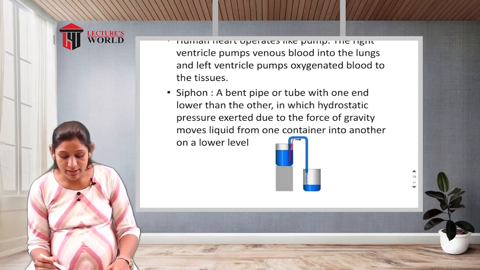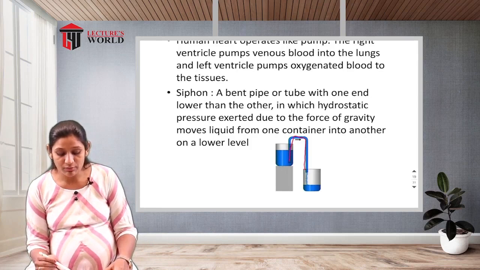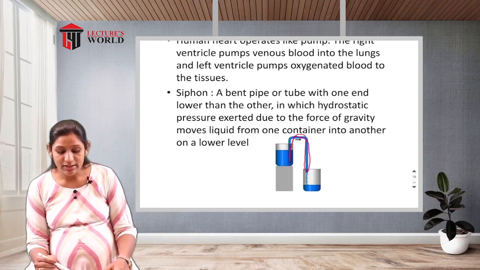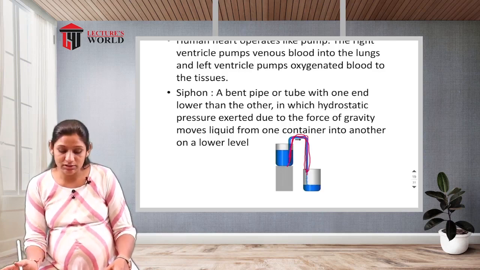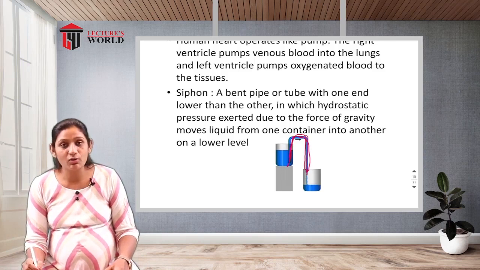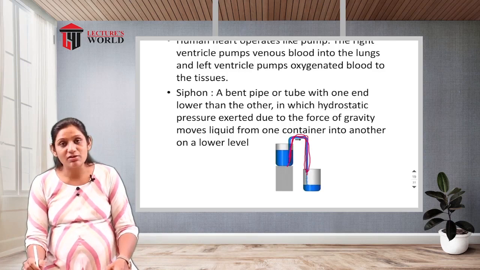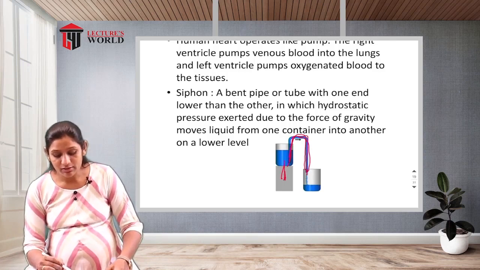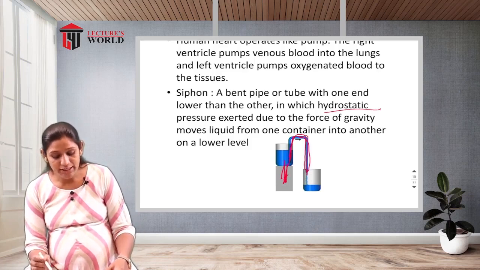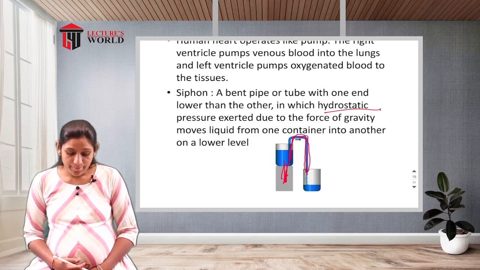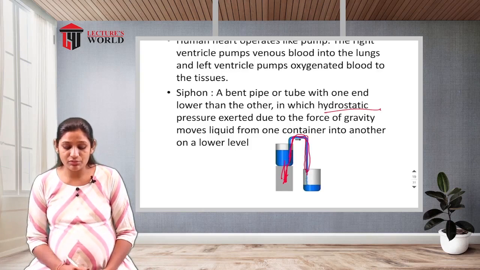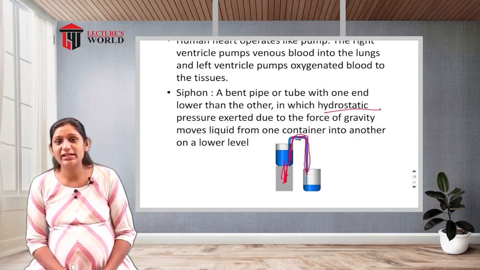This is the bent pipe, or the tube, which is inserted over here, and here the passageway occurs by a natural factor, from higher to lower concentration. This is called diffusion. Here this is the height. The hydrostatic pressure, exerted due to the force of gravity, moves liquid from one container into another at a lower level.